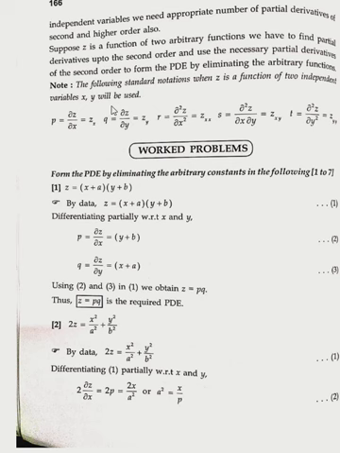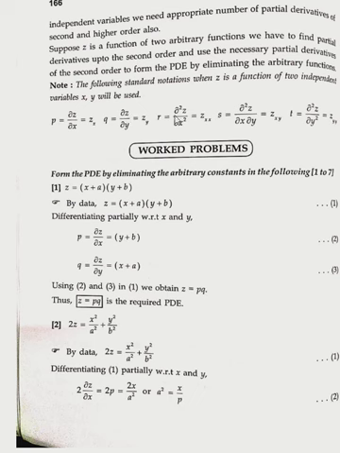Next note, here there is a notation for p, q, r, s and t. Here z is a function of two independent variables x and y. What is p? Dou z by dou x is equal to p. That is the partial differentiation of z with respect to x. It is also denoted as zx. And q. What is q? Dou z by dou y. Partial differentiation of z with respect to y. This can also be written as zy.